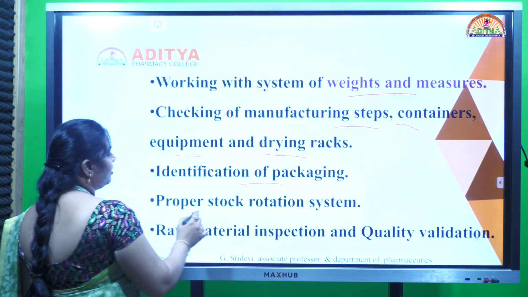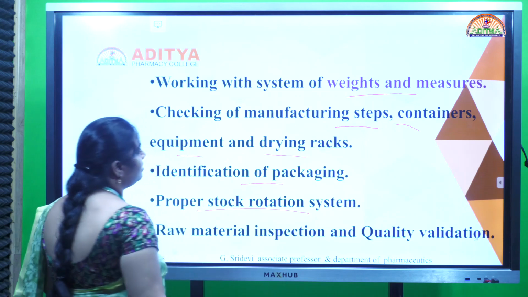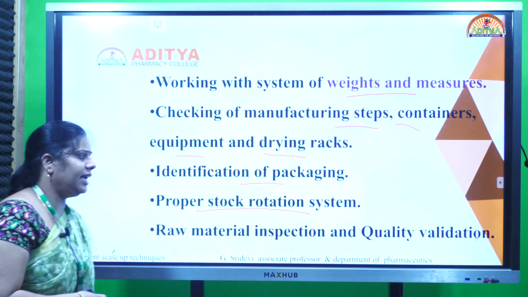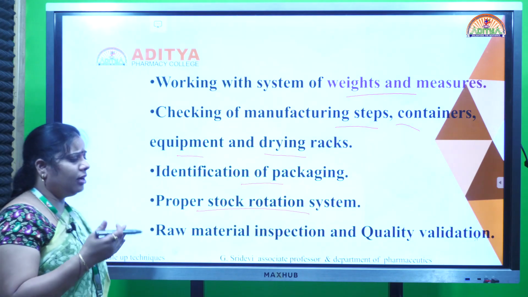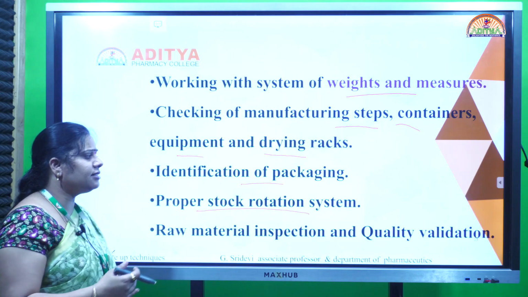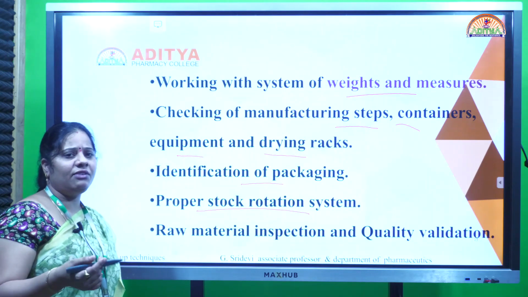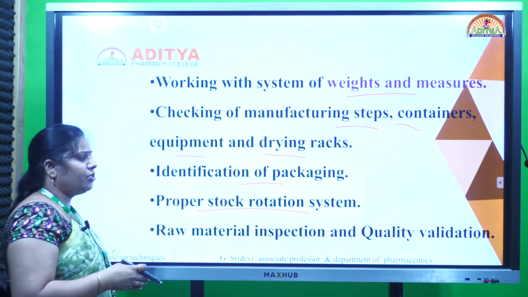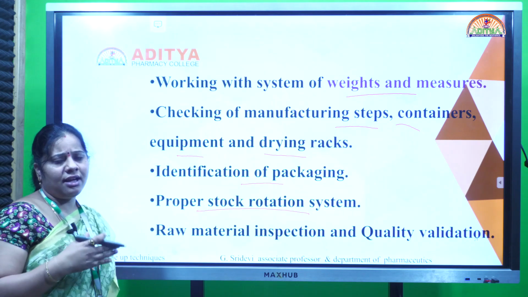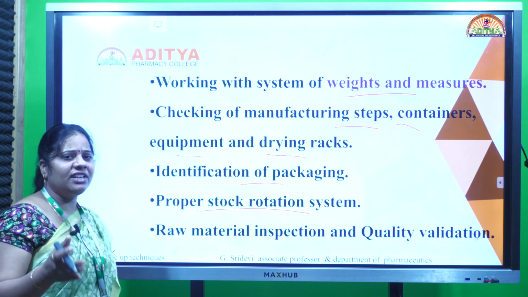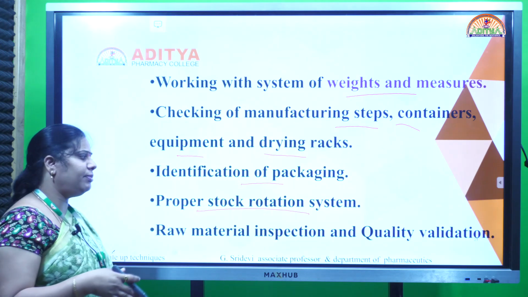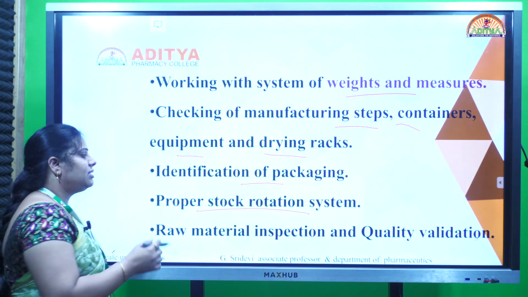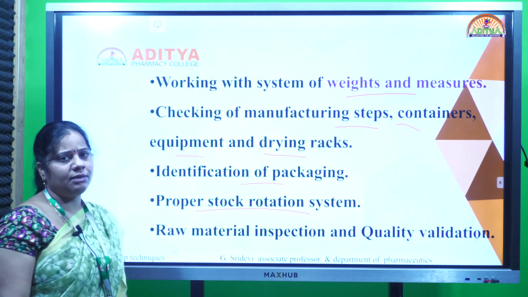And next one, the proper stock rotation system. Means the stock they were buying today, the first expiry drug will be moved first, and those with more time are stored in the back racks. The less expiry date will move first and the more expiry date will be placed back. Such type of stock rotation system, they have to have the proper knowledge of.